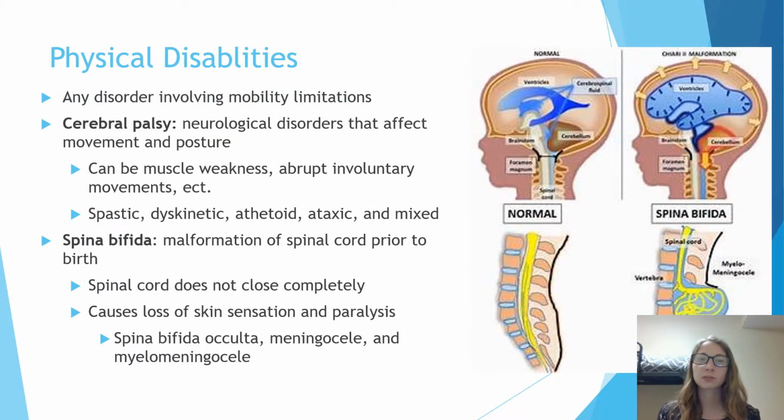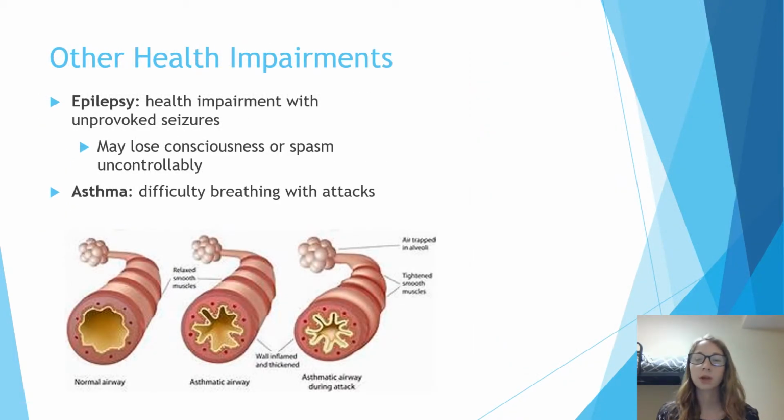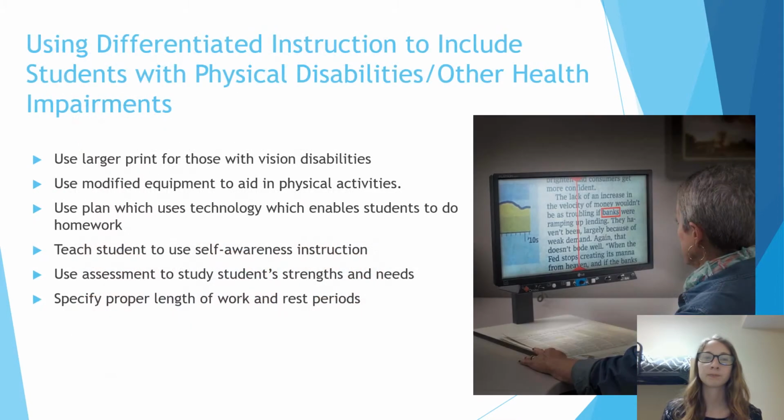There's also physical disabilities, which includes any disorder where they can't move around like most people are able to. They might have muscle weakness or involuntary movements, such as in cerebral palsy, or their spinal cord might not close completely, so they might not be able to feel all that we can feel, or they might even be paralyzed. Other health impairments would be things like epilepsy, where they have unprovoked seizures, or asthma, where they have difficulty breathing and can come with attacks, which there's a picture of down here.